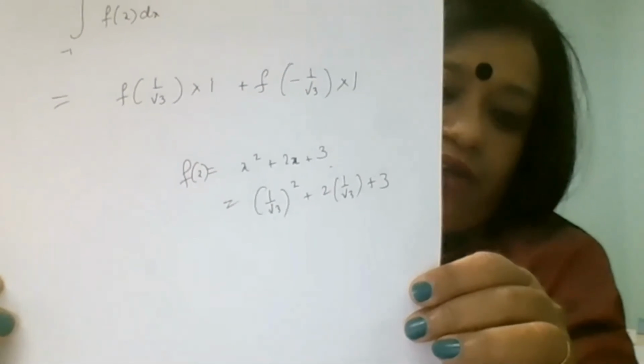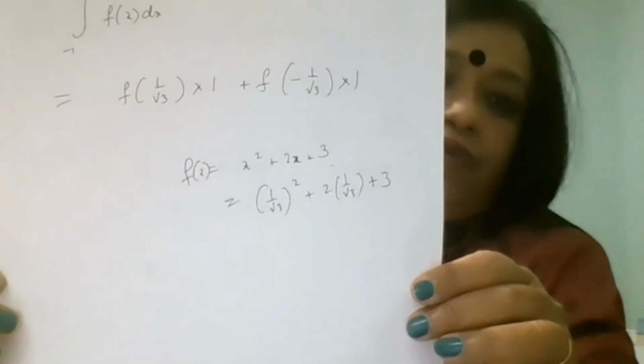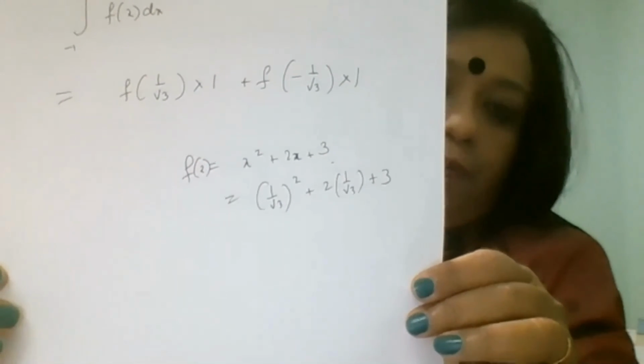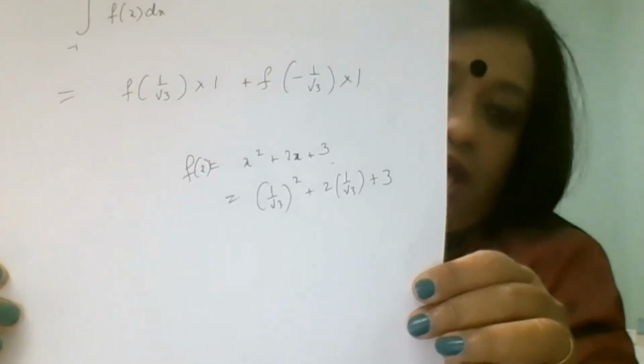So what I do is I evaluate f at 1 by root 3 and weight it by the weight function 1, plus I evaluate f at minus 1 by root 3 and multiply again with the weight function, which is 1. Okay. So how did we calculate the sampling points? Is it given? It is given. After I finish showing this, I will go back and show you the Gauss quadrature table once more.